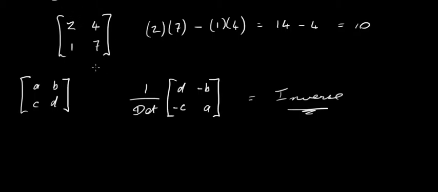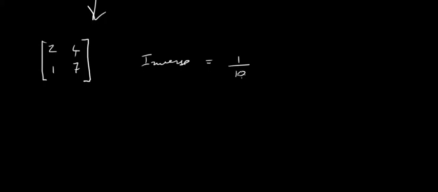So let's continue with this one here. I'm going to move this one down here. That's 2, 4, 1, 7. We'll work on that one and see what happens. So we have 2, 4, 1, and 7. Now we worked out the determinant for this as 10. So remember what we have to do to find the inverse of this. The inverse of this matrix is going to be 1 over 10.